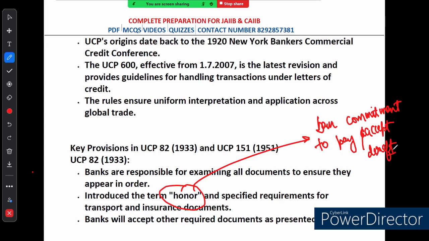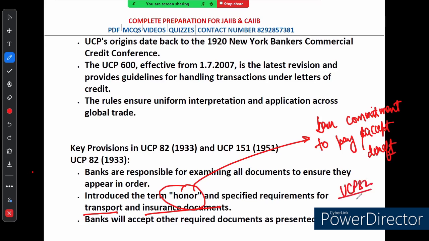This version specified requirements for both things. First is the transport document and second is the insurance document. That is about UCP 82. Now finally, UCP 82 established that banks could accept other required documents as presented without taking on any further responsibility. So this was the final thing about UCP 82.